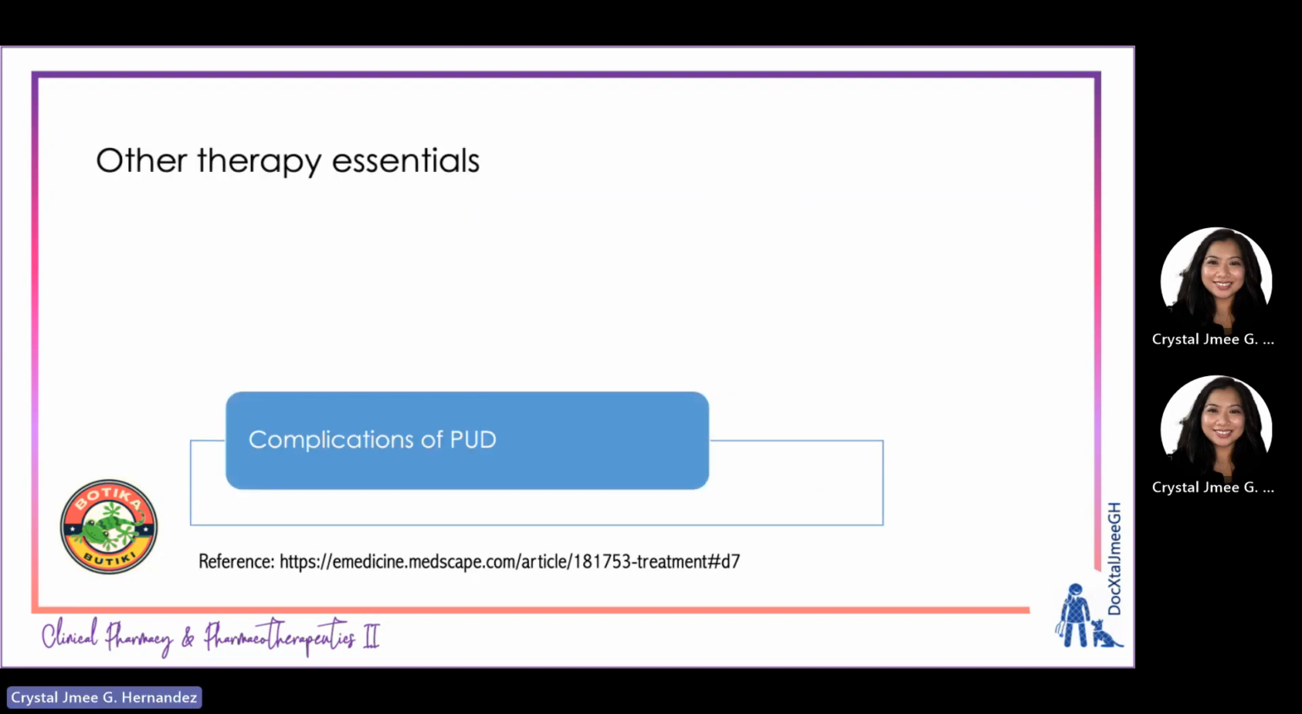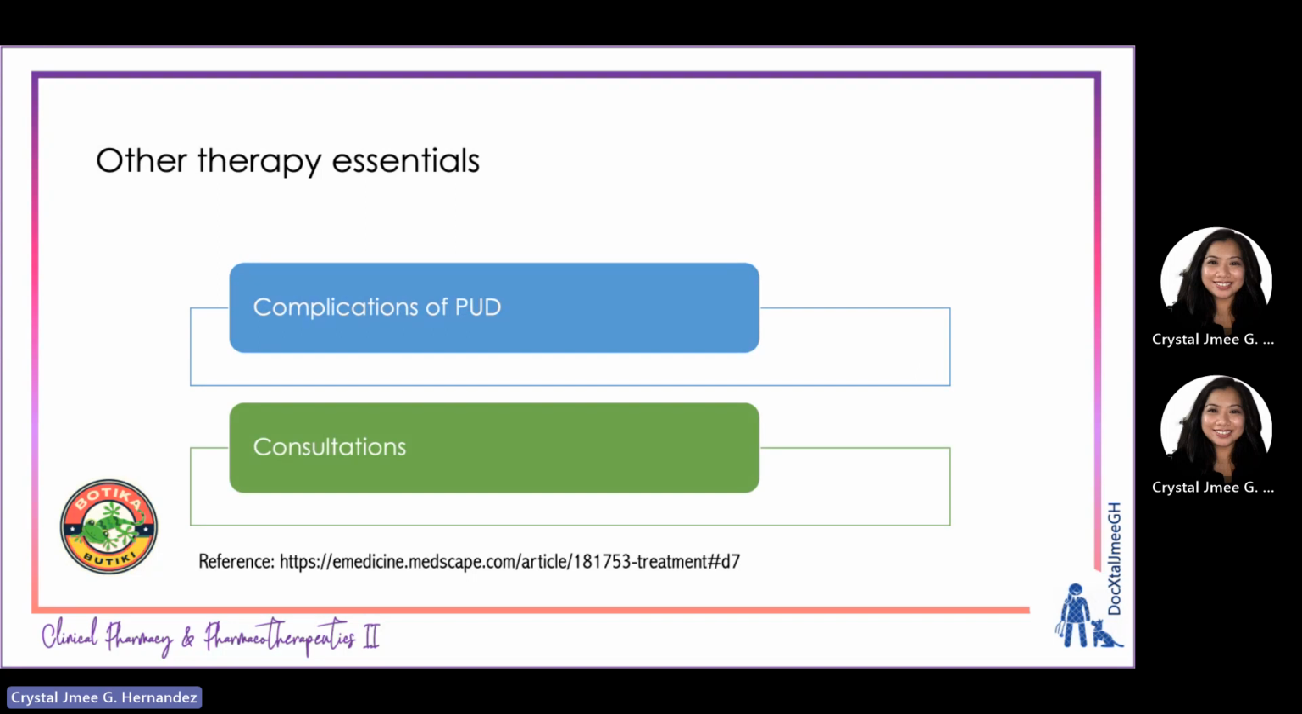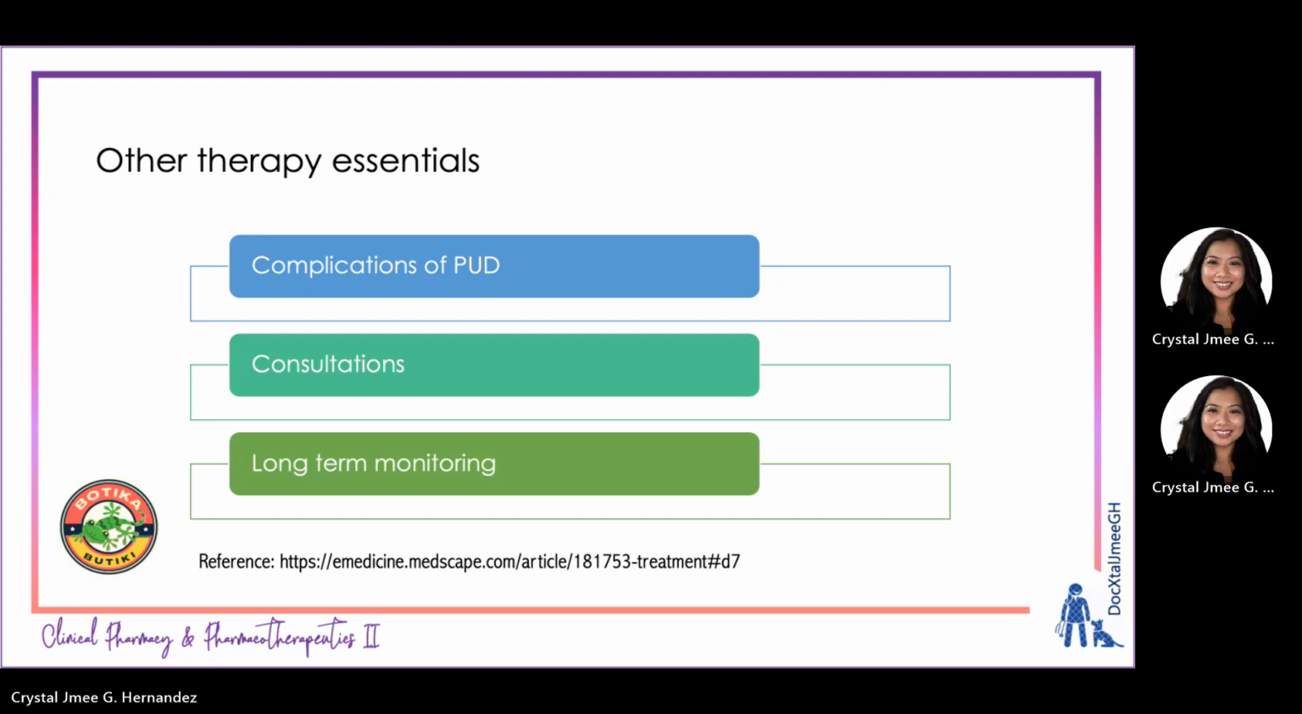So for other essential therapy, we have to be very mindful of the complications of PUD such as perforation and bleeding. Consultation should be done. As pharmacists, we should advise our patients to regularly seek consultation from their doctors after they have completed a certain therapy regimen or if symptoms persist. And long-term monitoring is required in terms of side effects of the drug and the response to the therapy.